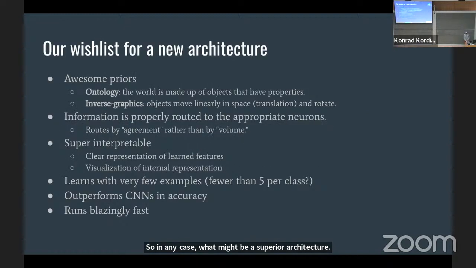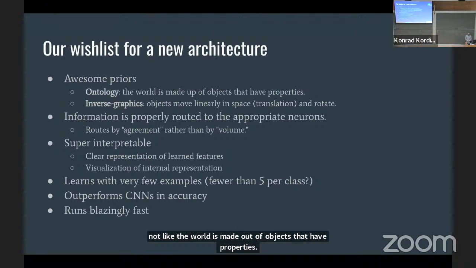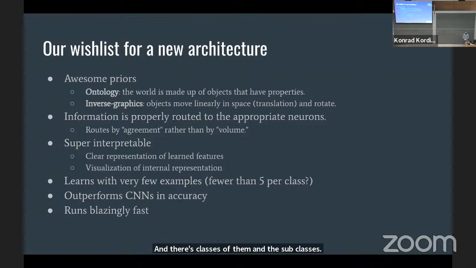We would like to have good priors. Things like an ontology, like the world is made out of objects that have properties. And there are classes of them, and there are subclasses of them. You can say inverse graphics. Objects move linearly in space, translation, they do rotate. Information should be routed to the appropriate neurons. But you can say it's not about size, it's about agreement. If multiple neurons talk about different aspects of an image, you'd want them to agree.